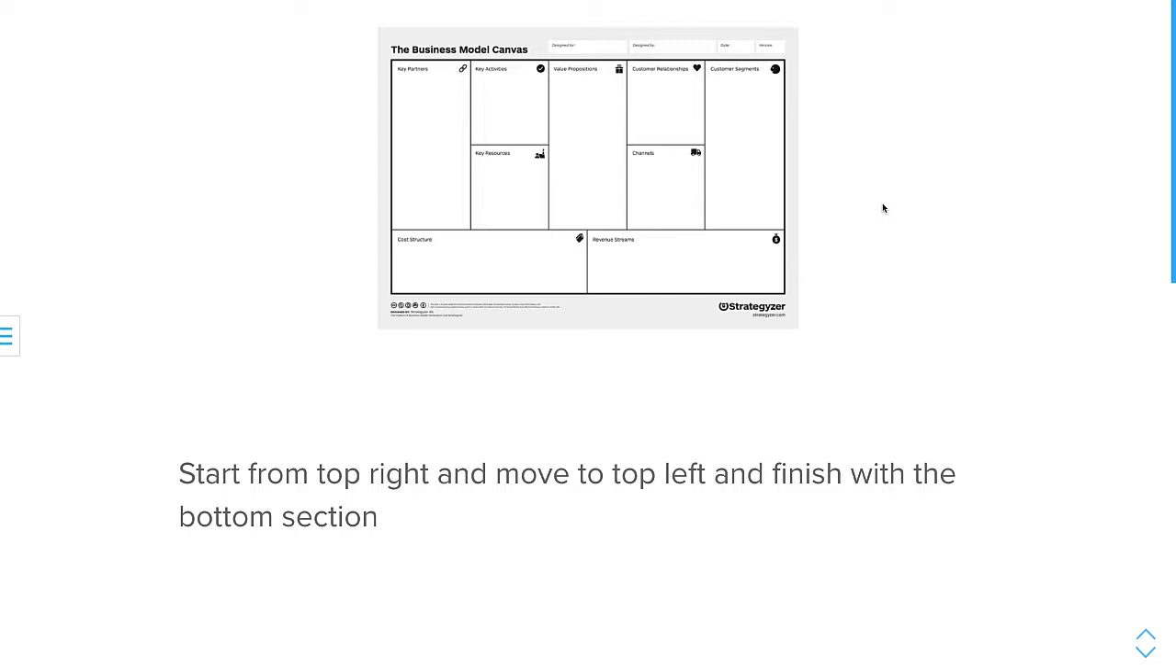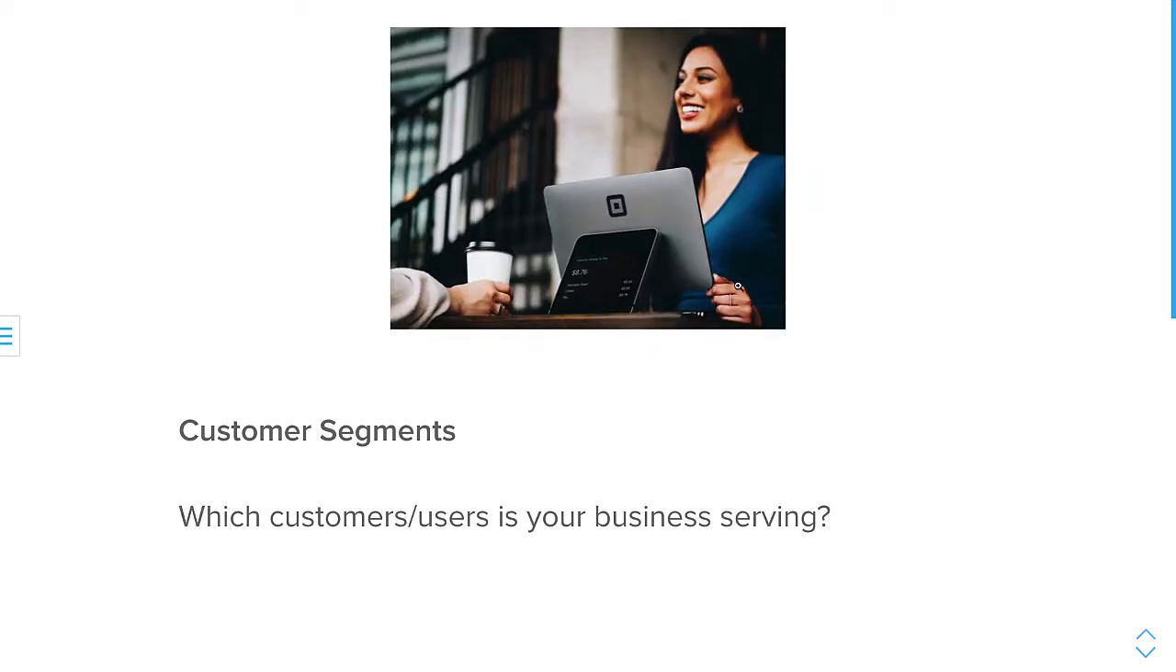So again, it's very important that you start from the top right, go on to the left, and then to the bottom. The first part is your customer segment. You have to define who your customers and users are and who you are serving, right? Are you serving 18 to 35-year-olds? Are you serving senior citizens who are 55 and older? Are you serving a certain segment of the population in the U.S. that likes rock and roll music or listens to 8-tracks? Who is your niche? Who is your customer base? You have to understand who they are.